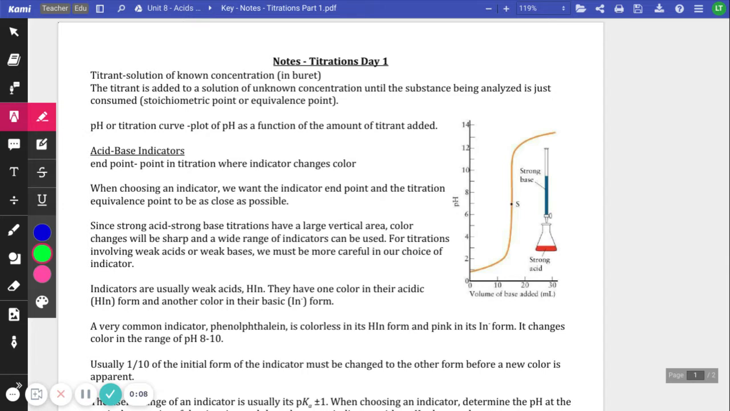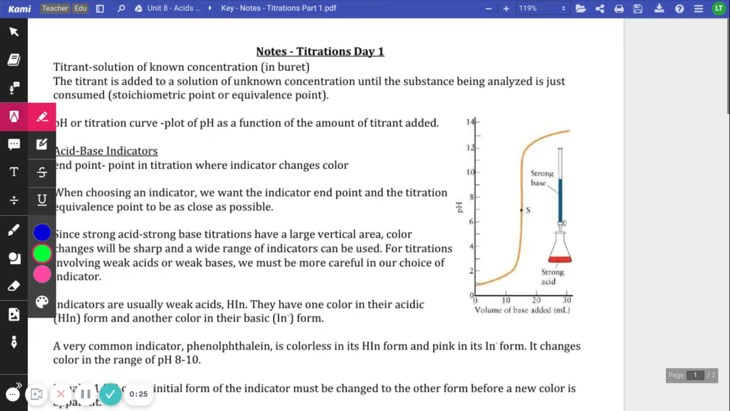Today, we are just going to talk about titrations between a strong acid and a strong base. And then next class, we'll jump into how that is different when we have a weak acid or a weak base in a titration. So we're going to start nice and simple with just strong acids and strong bases.